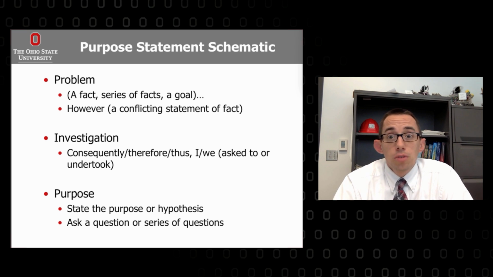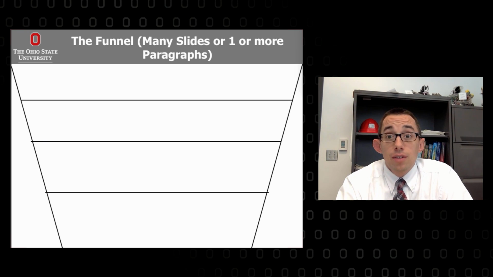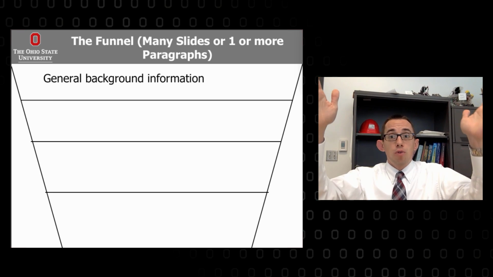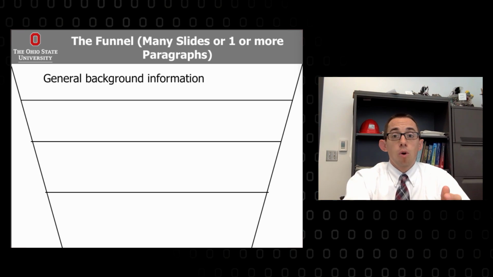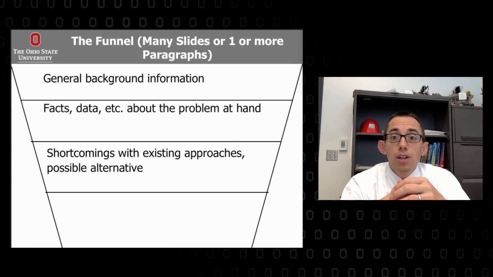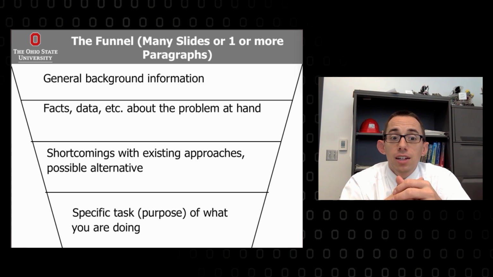Now, in terms of a diagram, it looks like a funnel. You start off with some general background information. You start off fairly broad at the top. Then you get a little more narrow about the facts and the data about the problem at hand. But as you get more and more narrow, you identify some shortcomings with the existing approaches, or possible alternatives, or some unsettled knowledge in the world. Then you get very specific at the end as to what the specific task or specific purpose is that you are going to do.